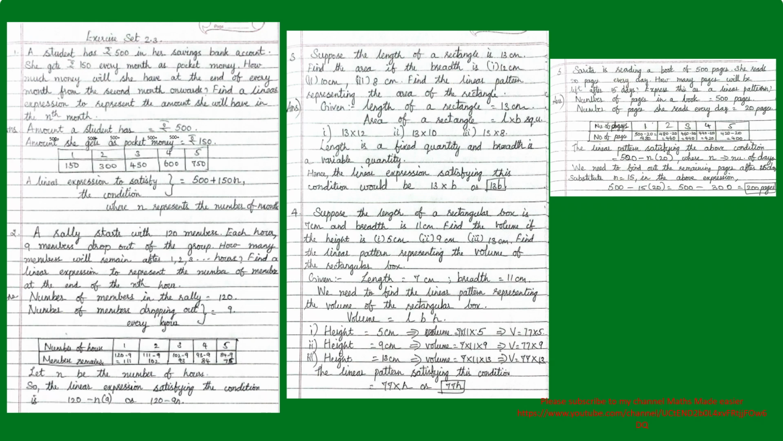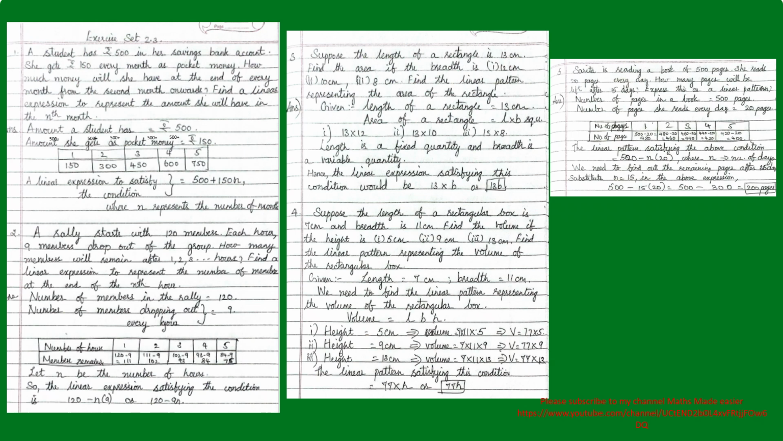So just fill in the tabular column: day 1, 20; day 2, 40. So the remaining pages will be 500 minus 20. That's how we should deduce it, and so on. For some 5 values, just do it. The linear pattern satisfying the above condition would be 500 minus n times 20. What does it indicate? As and when she is reading the book at the rate of 20 pages per day, the number of pages will get reduced. So, definitely it is the initial amount minus n times 20.